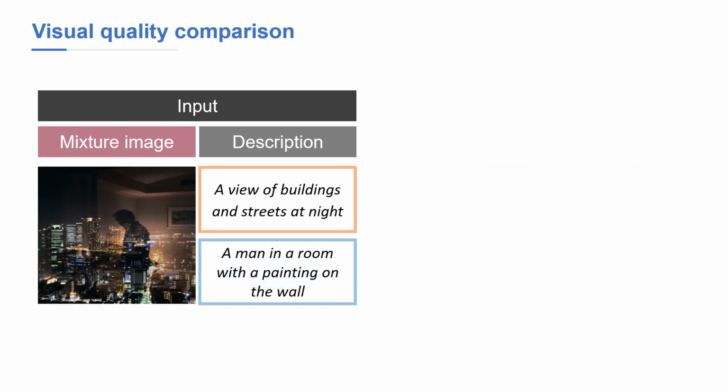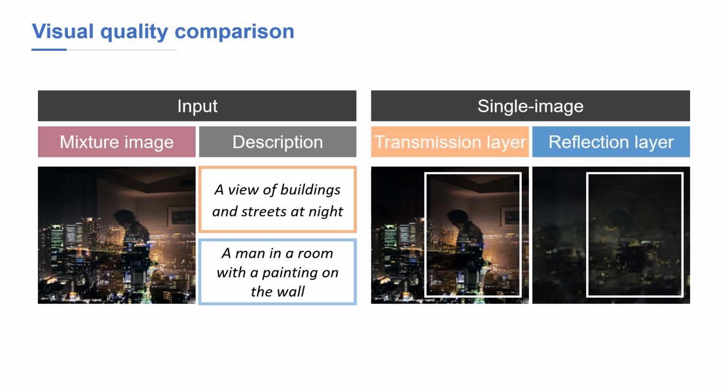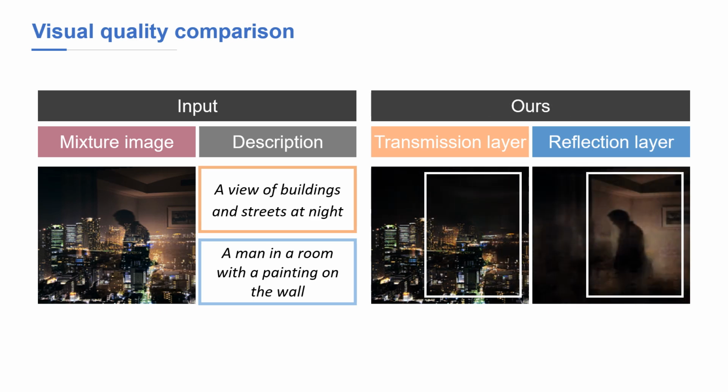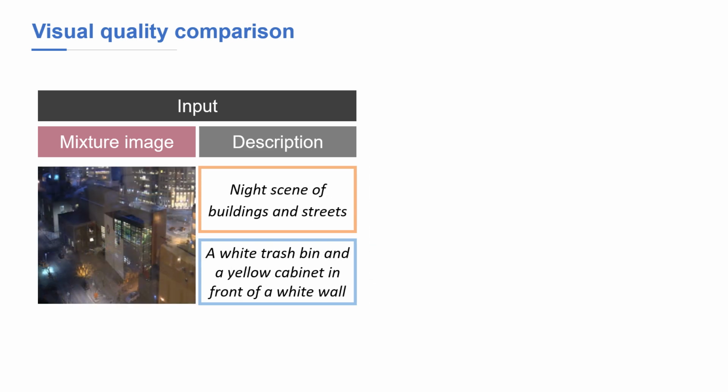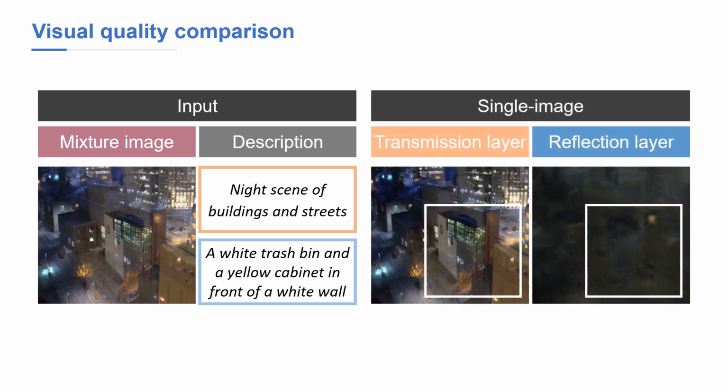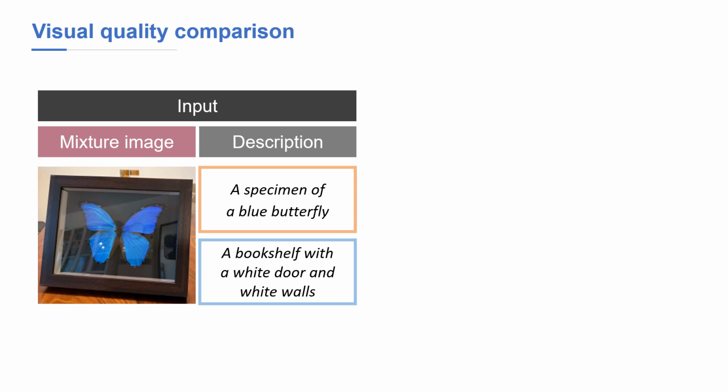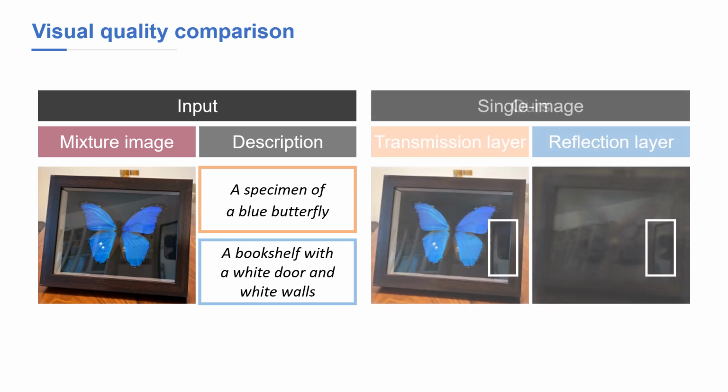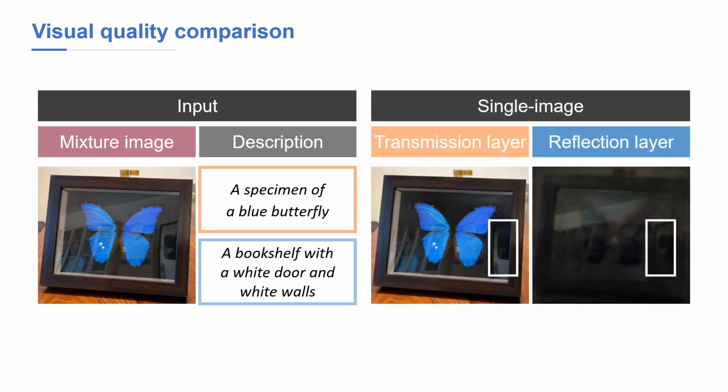In this example, the reflection of a man in a painting in a room is correctly separated by the proposed method. After introducing language descriptions, the proposed method successfully separates reflections of the trash bin and the cabinet. In this example, the proposed method manages to distinguish the reflection of the white door, which validates the efficacy of language descriptions.